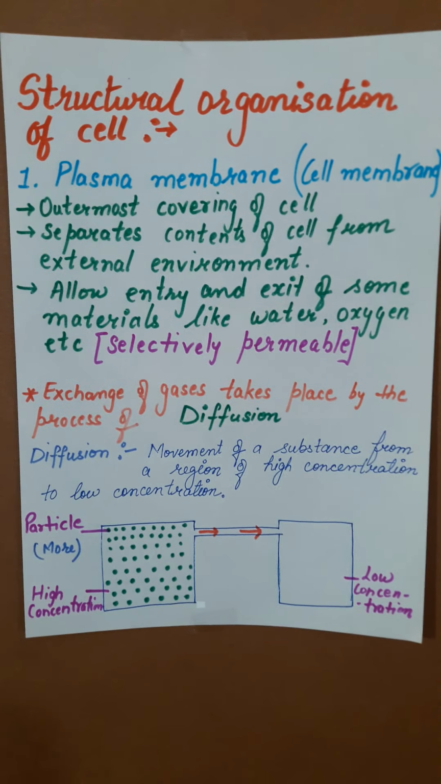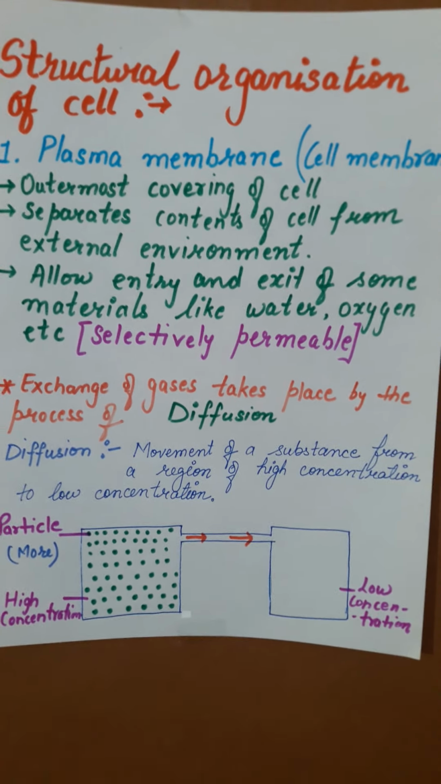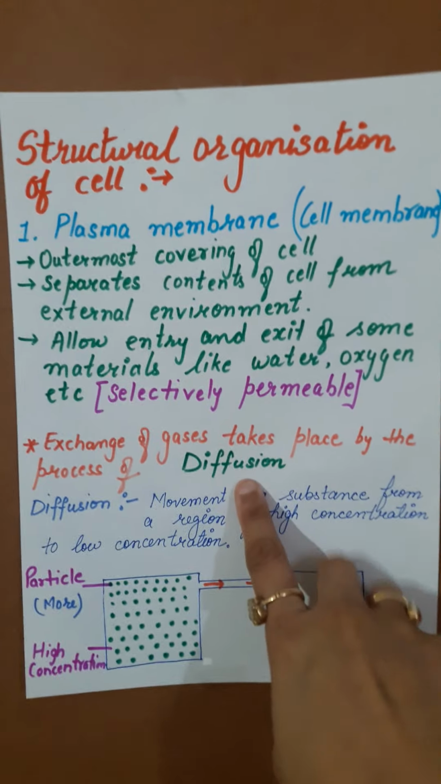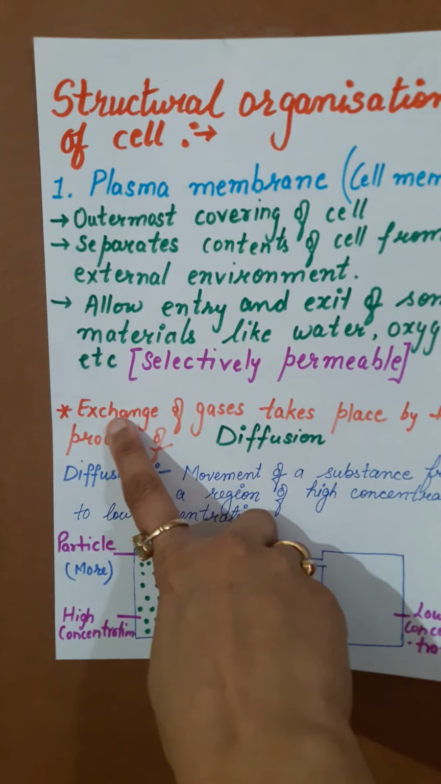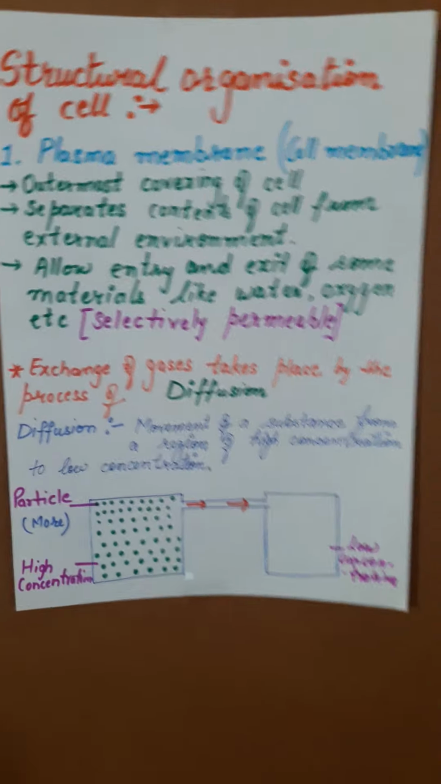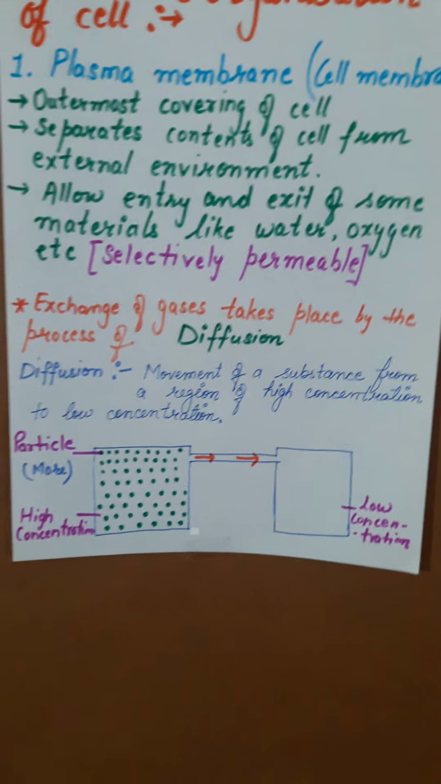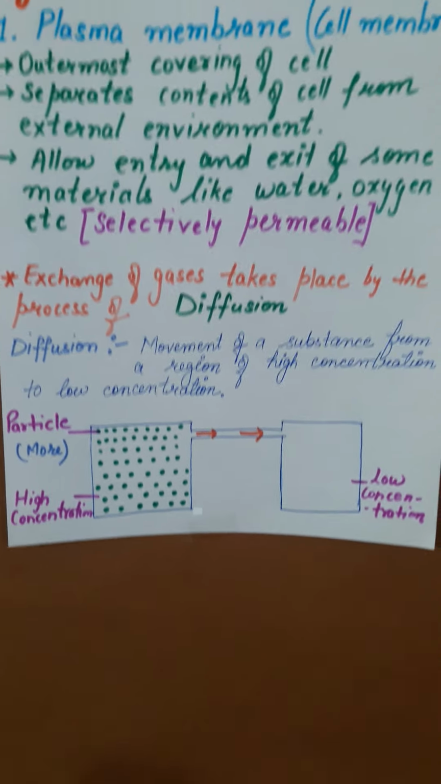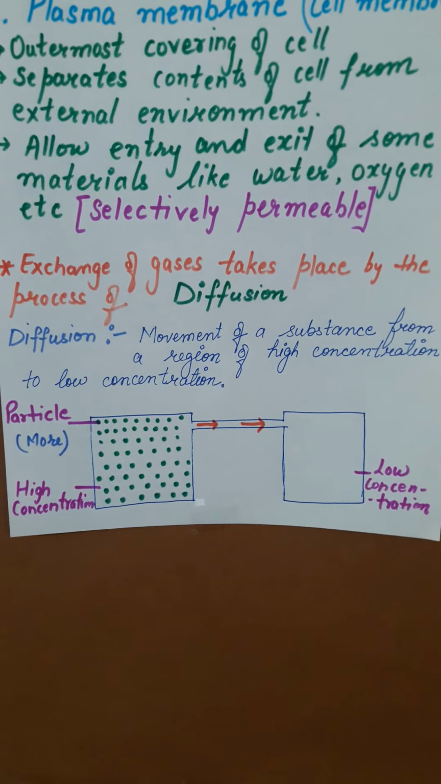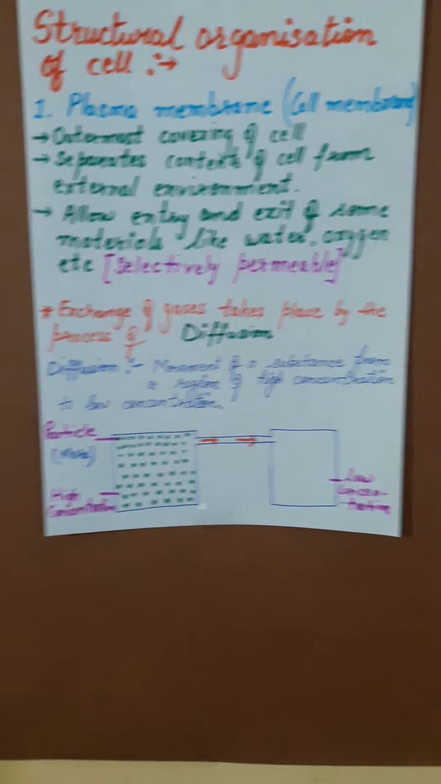Yes. So exchange of gases takes place by the process of diffusion. This you have to learn. Diffusion is a process by which exchange of gases takes place, because for exchange of water plants have a different process. So what exactly is diffusion? Diffusion होता क्या है? Movement of substance from a region of high concentration to low concentration.